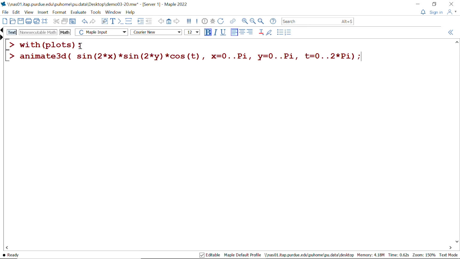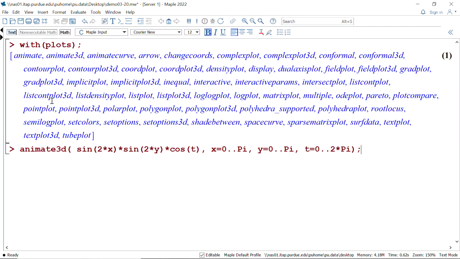So let's see. I'm going to use animate3d, which is one of the commands you load when you type with(plots). You'll see it there somewhere. animate3d is the second one. That loads that command. If you don't want to see that, put a colon instead of a semicolon.